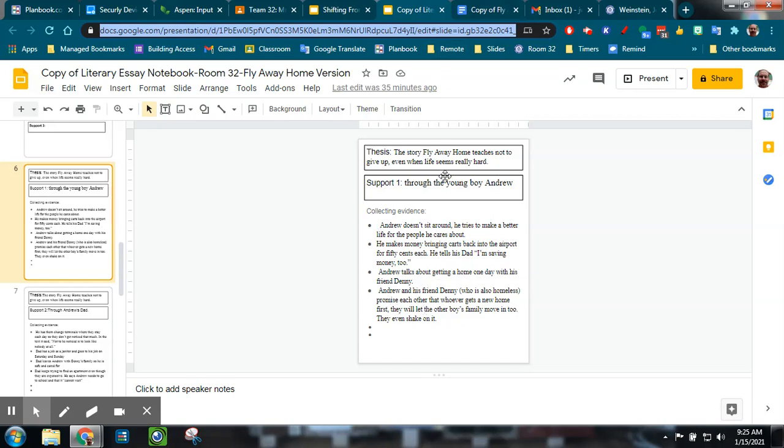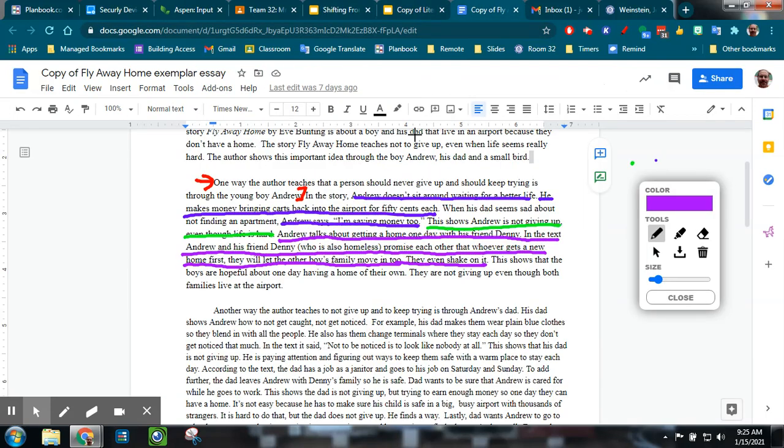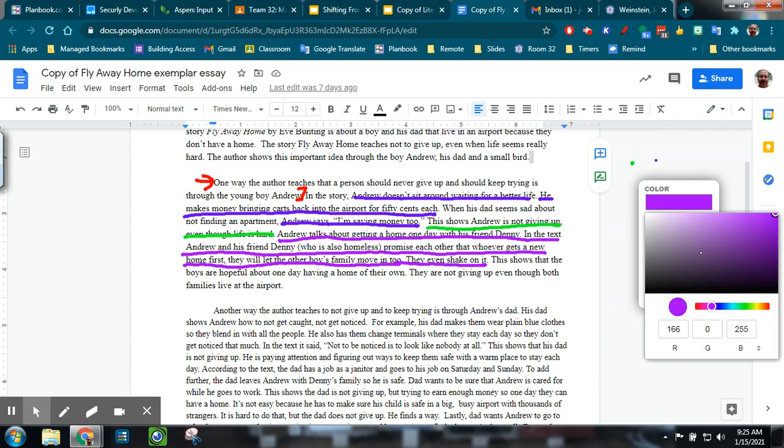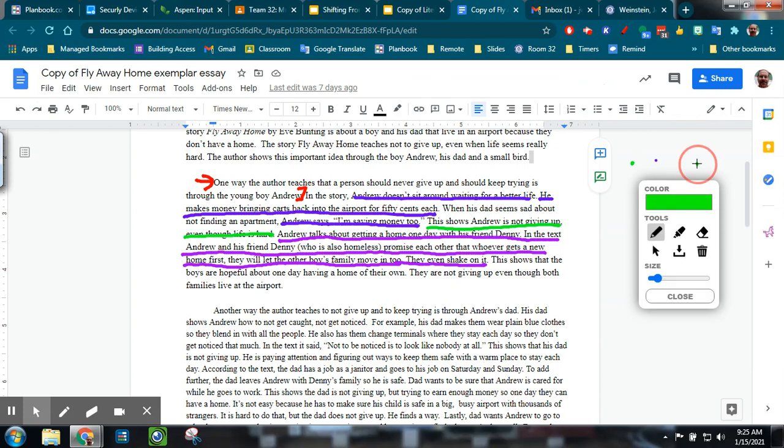But I'm taking this evidence and I'm putting it into the paragraph. And after every single piece of evidence, I need to have an explanation of how it applies to my topic sentence. So after this last piece of evidence that I underlined in this purple, here's my proof. Here's my explanation: this shows that the boys are hopeful about one day having a home of their own. They're not giving up, even though both families live at the airport.